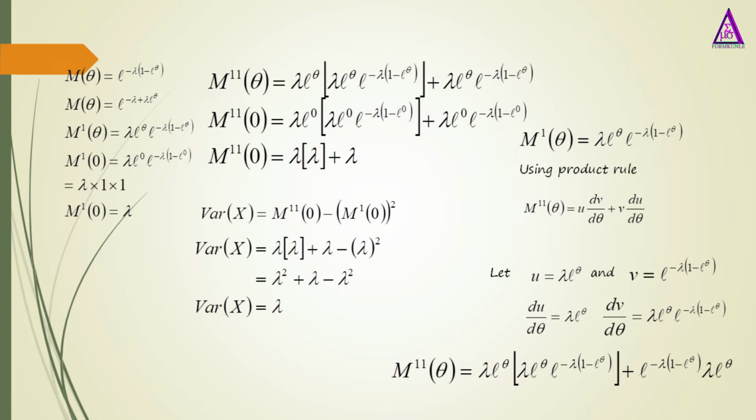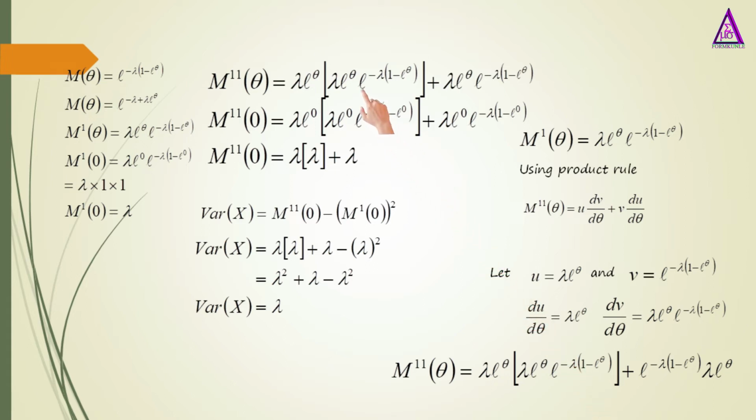By differentiating u, we have e to the power of theta lambda. And by differentiating v, we have lambda e to the power of theta, e to the power of negative lambda into the bracket 1 minus e to the power of theta. Based on this, we have u dv/d theta plus v du/d theta. That is how we get this equation.